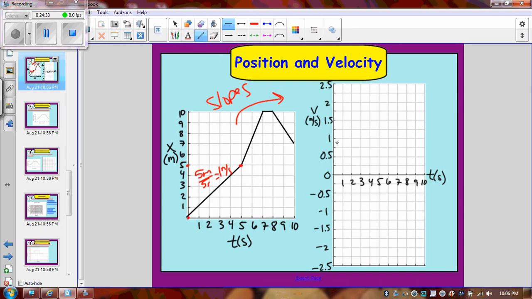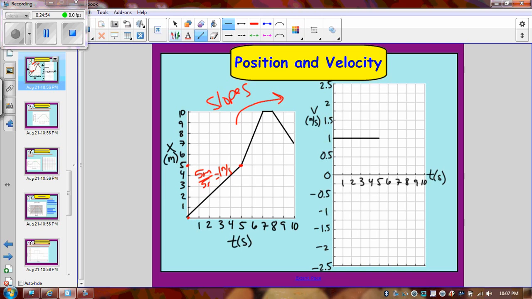So I'm going to show that by going over here, and at the positive 1 meter per second, I'm going to draw a horizontal line to 5 seconds. Once again, a horizontal flat line in a velocity versus time graph does not mean the object is not moving. It means it's going at a constant velocity.